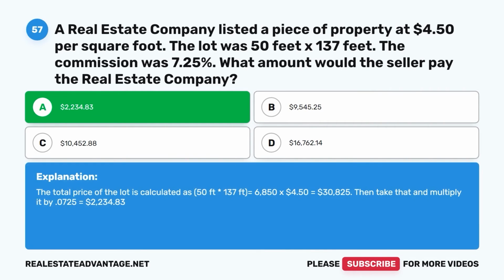$2,234.83. The total price of the lot is calculated as 50 feet times 137 feet equals 6,850 square feet, times $4.50 equals $30,825. Then take that and multiply it by 0.0725, which equals $2,234.83.